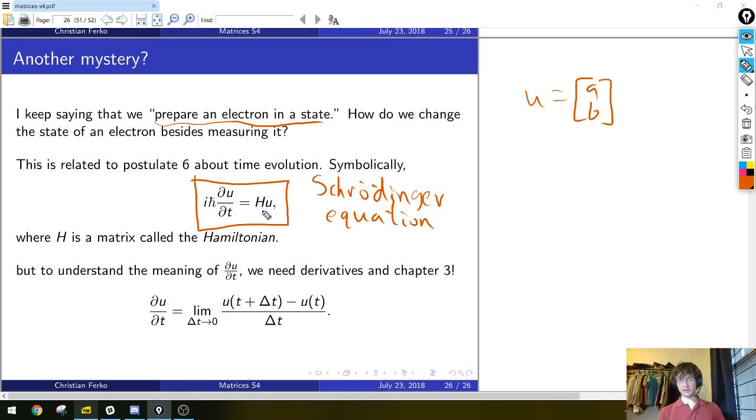But the reason I've been very vague about this is because we cannot at this point understand what the meaning of this du/dt really is. Because, as I alluded to in the rocket equation preview, basically everything in physics is a differential equation, and this Schrödinger equation is no exception. du/dt is short for a particular limit as delta t goes to 0 of a function of u of t, which we will see in chapter 3. So this is very mysterious for now, but eventually we will be able to understand this once we know what derivatives are and know how to take the derivative of a vector, for instance.